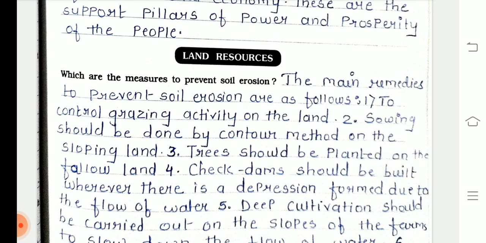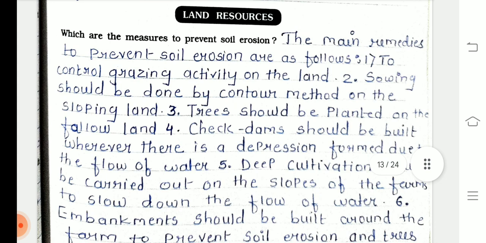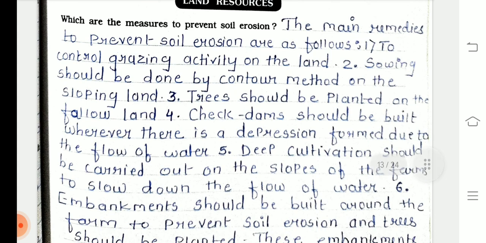Question: which are the measures to prevent soil erosion? The main remedies to prevent soil erosion are as follows: to control grazing activity on the land. Second point, sowing should be done by the contour method on the sloping land. Third point, trees should be planted on the fallow land. Fourth point, check dams should be built wherever there is a depression formed due to the flow of water.